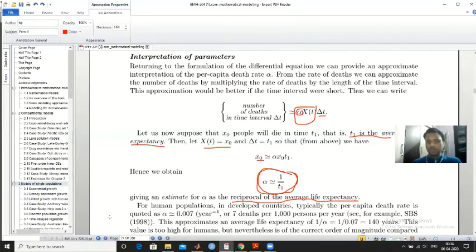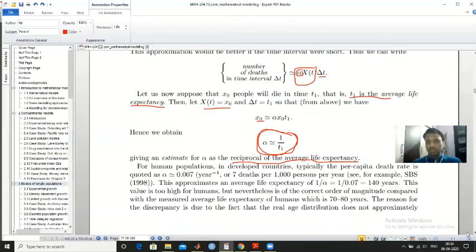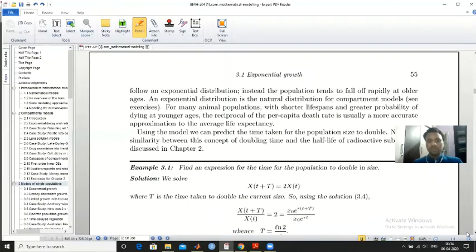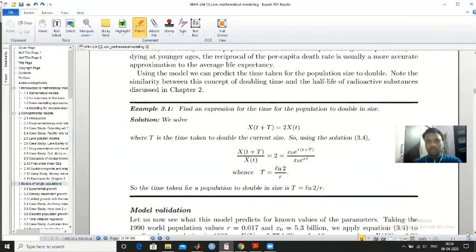Similarly, you can find out for human as well, because what is the life expectancy for human? That is 7 to 80 years. So if you take the reciprocal of this, then you will get the range for alpha.